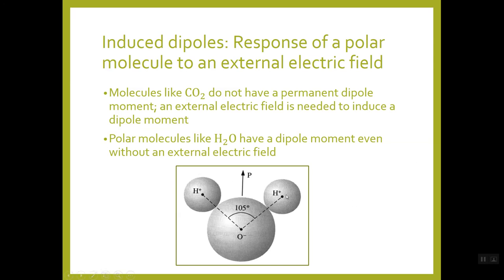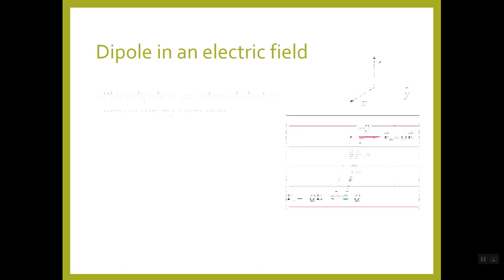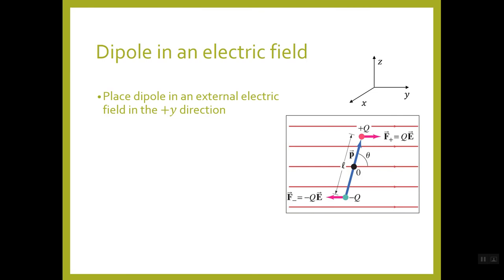Because of how the oxygen and hydrogen atoms are configured, there is a dipole moment intrinsic to the molecule. So now we're going to see what happens if we put a dipole in an electric field. I'm going to place the dipole in an external electric field in the Y direction. Here are my axes, my electric field is in the Y direction, and here is my dipole in blue, a minus charge and a plus charge, distance L apart.